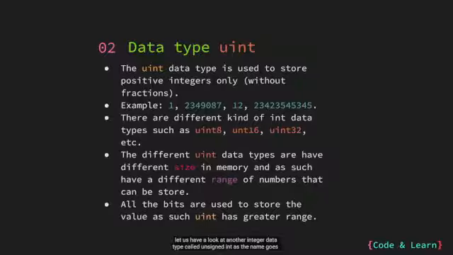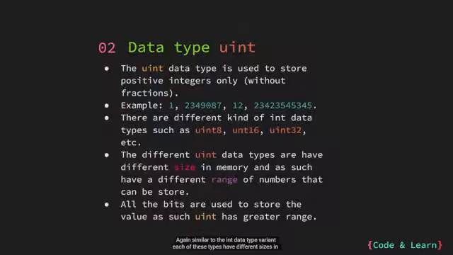Next, let us have a look at another integer data type called unsigned int. As the name suggests, you can only store positive values in this data type. Since this too is an integer data type, the fraction will be dropped if you try to store a value with fractions. Similar to our int data type, there are different variants of the unsigned int data type. For example, unsigned int8, unsigned int16, unsigned int32, etc.